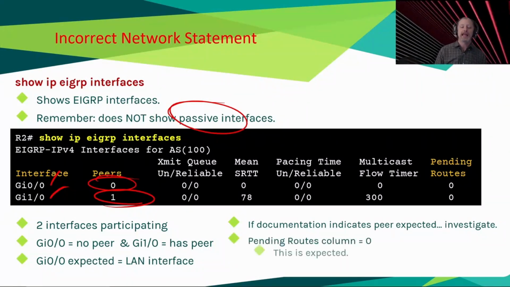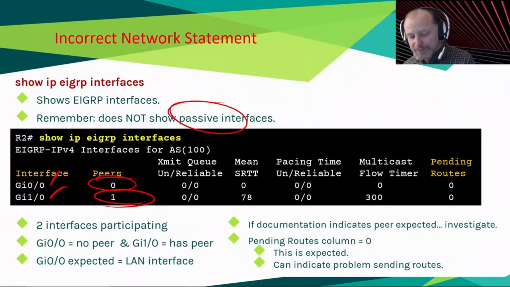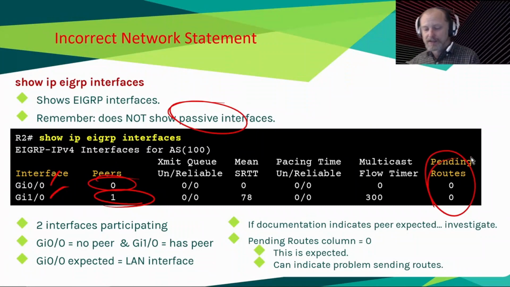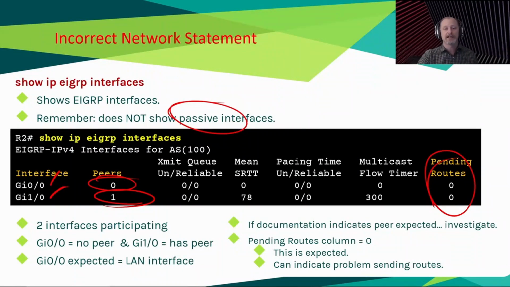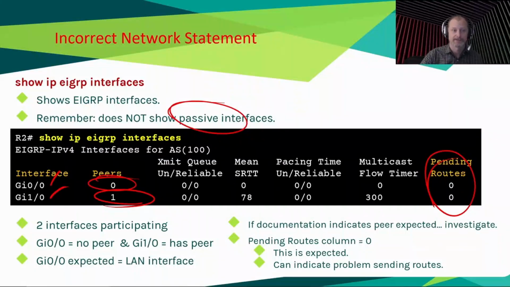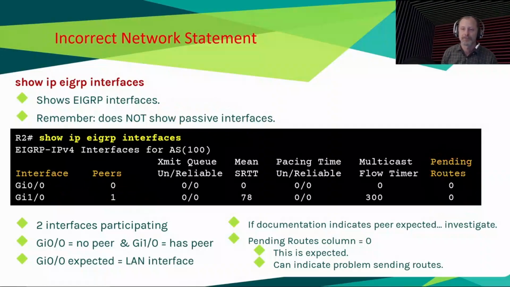On the right, the pending routes column. This basically says how many routes are pending to be sent to the neighbor. It should be 0, ideally. If that is non-zero, that could indicate a problem. Okay.